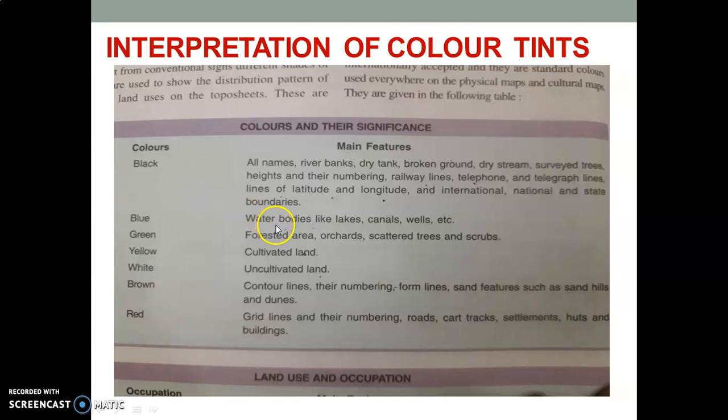Blue color is used to show the water bodies like lakes, canals, wells. Even the river also comes here. So blue color depicts the perennial water bodies and black color shows the seasonal water bodies.